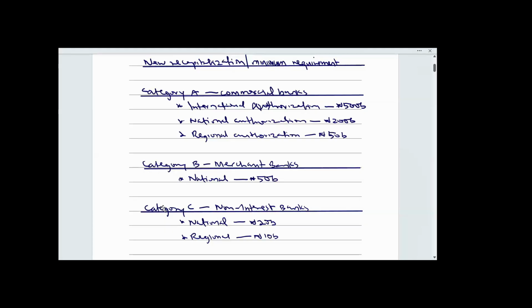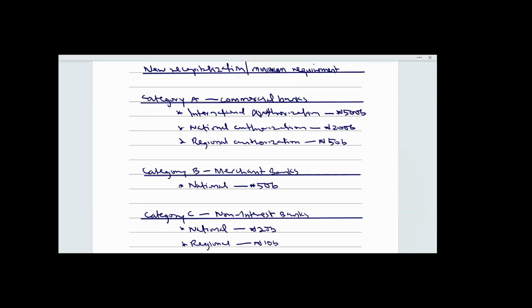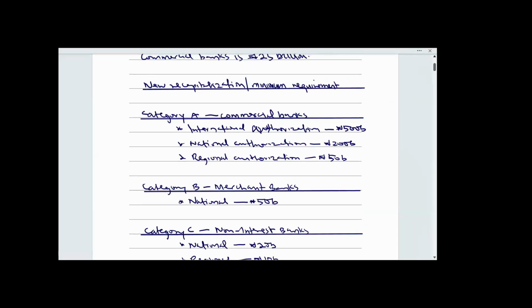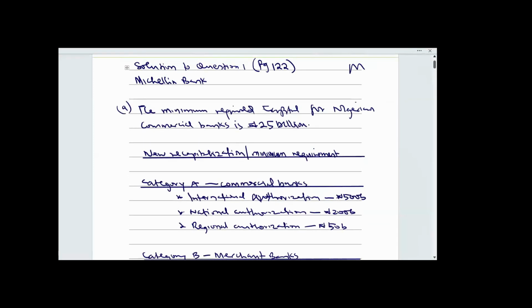So this answers requirement A of the question. Like I said, what is operational as of today is 25 billion naira for commercial banks. For all the commercial banks, 25 billion naira is the minimum requirement. Of course, most of those banks are worth more than 25 billion, but it's just the minimum. So let's go back to the B part of the question.